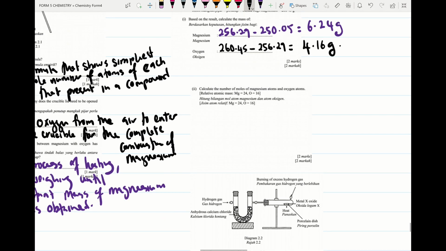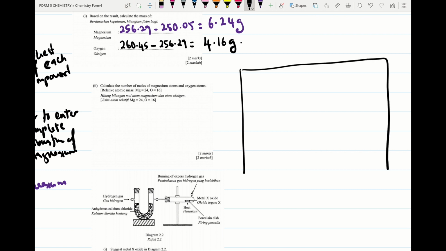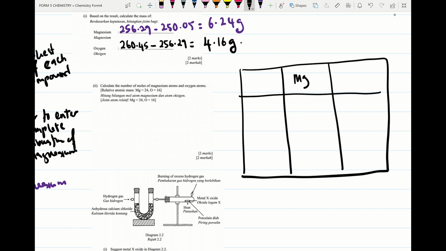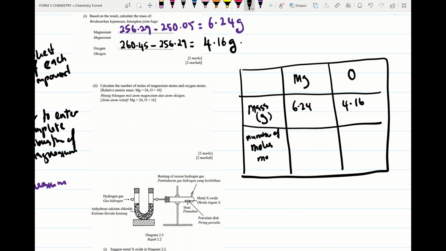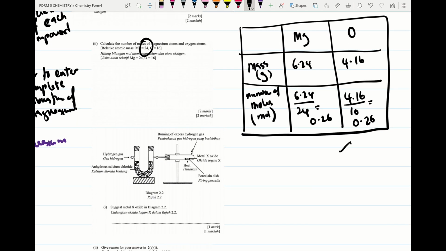All right, so next step, we need to find the number of moles, in a table here. So we try to do the table like this. I put the magnesium atom here, and the oxygen atom. The mass is already found, in gram, which is 6.24, and this is 4.16. We try to find the number of moles, so I put the unit mole here. 6.24 divided by the RAM of magnesium, which is 24, will be 0.26. Then I do 4.16 divided by 16, and the answer will be 0.26. So this is the answer that students should write. All right, so we move on to the next question.